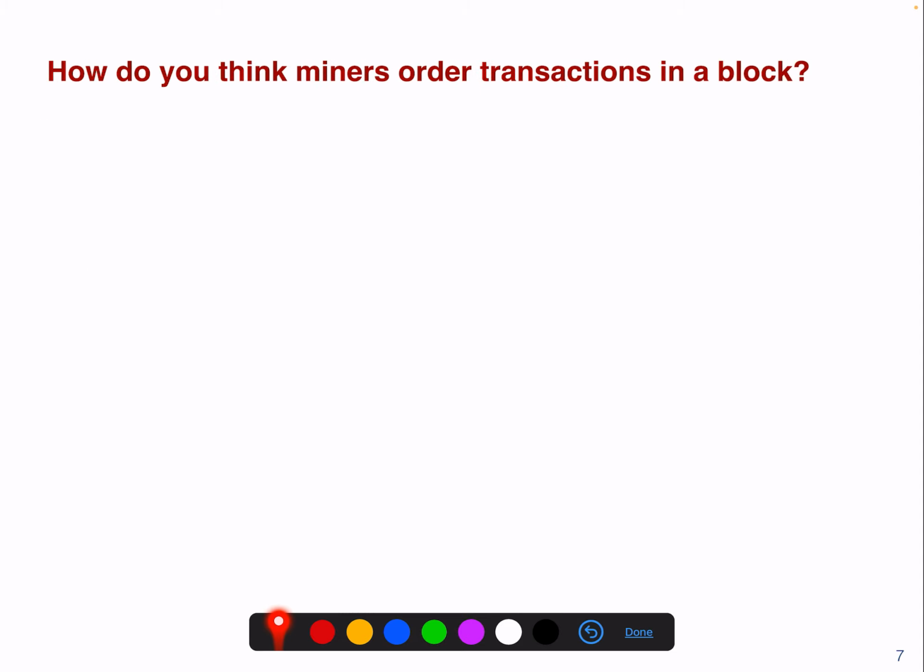So how do you think miners order transactions in the block? So this is a small exercise. So think quickly for yourself, and then we can discuss this together.